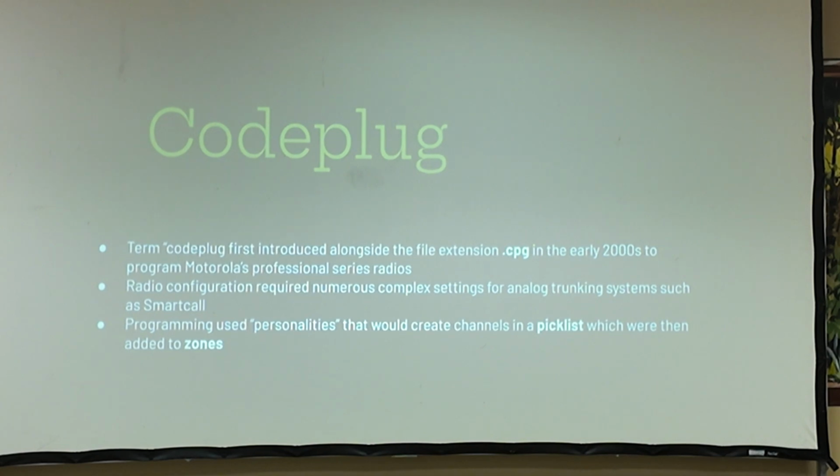Those radios used analog trunking, so they had a lot of complex settings. What you did was you created a personality, and then that created your channel. You put your channel in your zone, and then you created your scan list. Then you had to go back to your personality. So there's a lot of information that had to be programmed into the radio, and it's somewhat streamlined now, but you still put in the same amount of information.